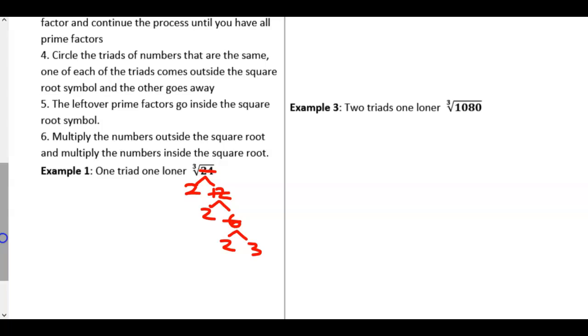So 3 twos. So let's circle all 3 of them. Now, this time there's 2. What are we talking about? Bear traps or land mines? Whatever it is, they're gone. They're set.